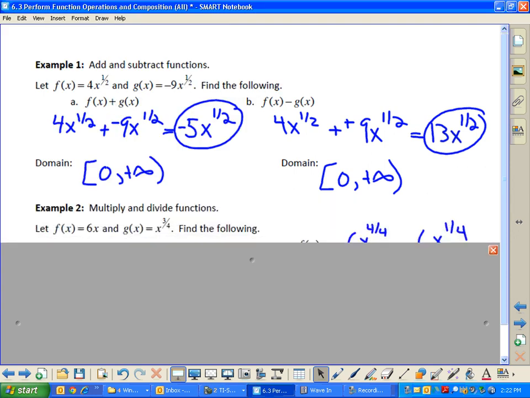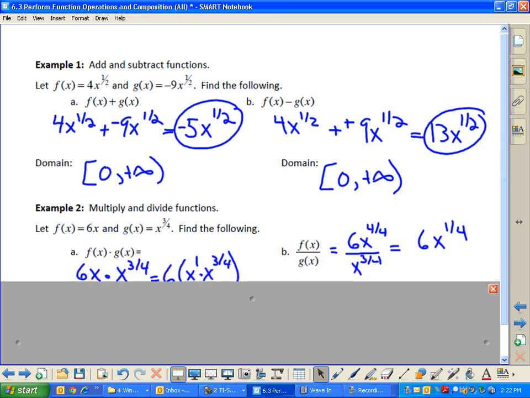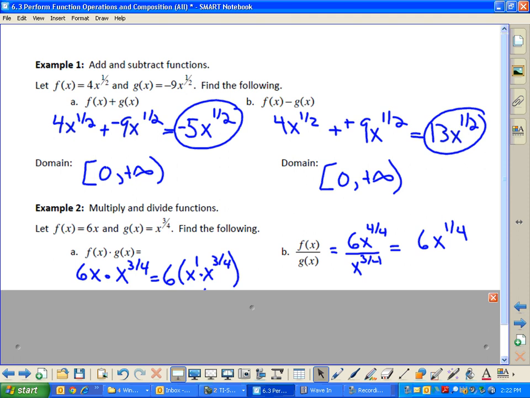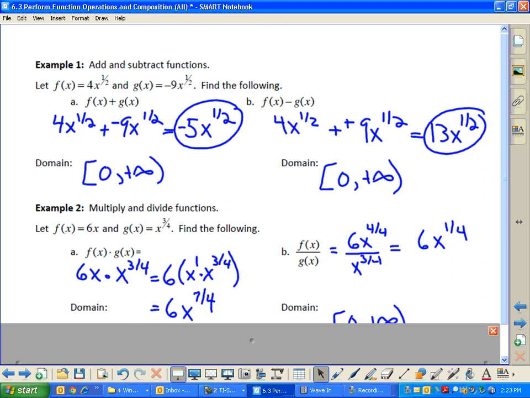In example 2, they asked us to multiply these functions, and I like this problem because it makes you review a little bit about your properties of exponents. So if I have f of x equals 6x and g of x equals x to the 3/4, if I multiply these together, essentially I would be taking 6x times x to the 3/4. In the next step, you'll see I used my associative property of multiplication to regroup and put my bases together. And then 1 plus 3/4, that's 1 3/4, or 7/4.